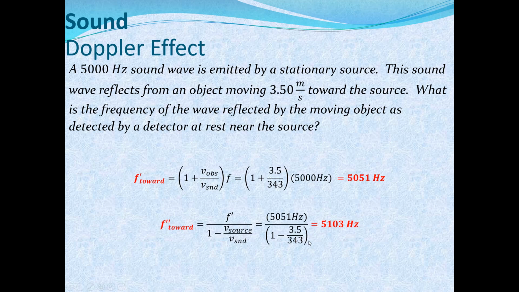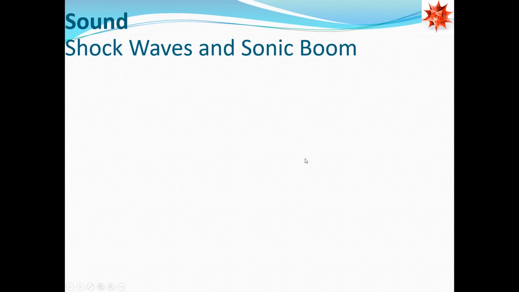We're doing this again for a source that's moving, and we're going to use this new frequency to get that the newest frequency is 5103 hertz. So this is actually what the detector ends up hearing. All right. And then using that, we can actually figure out what the speed of the original object was.